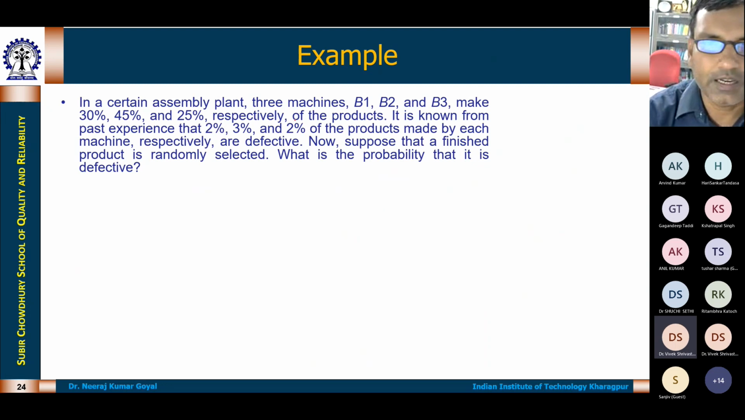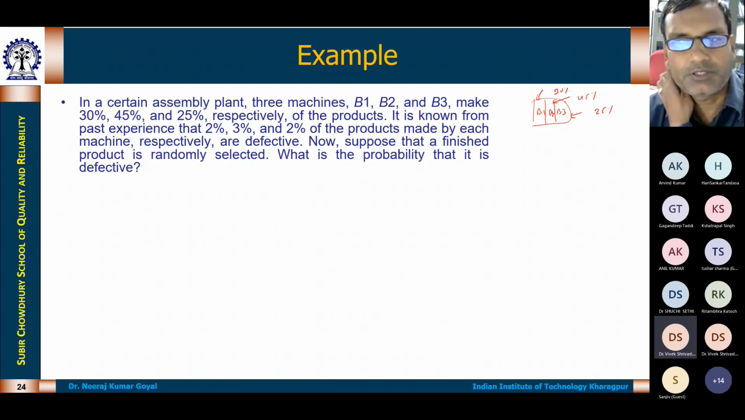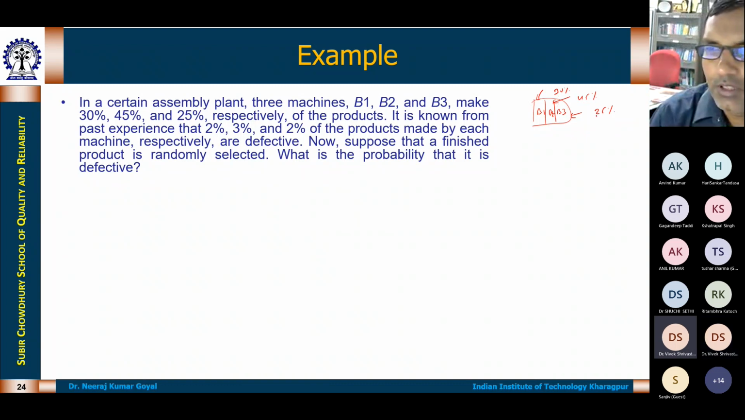Let's take one example. We have a manufacturing plant where 3 machines are there, B1, B2, B3. B1 is producing 30% of the lot, B2 is producing 45% of the lot. So out of whole production, the contribution of B1 is 30%, of B2 is 45%, and of B3 is 25%. And we know that the performance of the machines is not the same. B1 is producing 2% defective, B2 is producing 3% defective, and B3 is producing 2% defective.